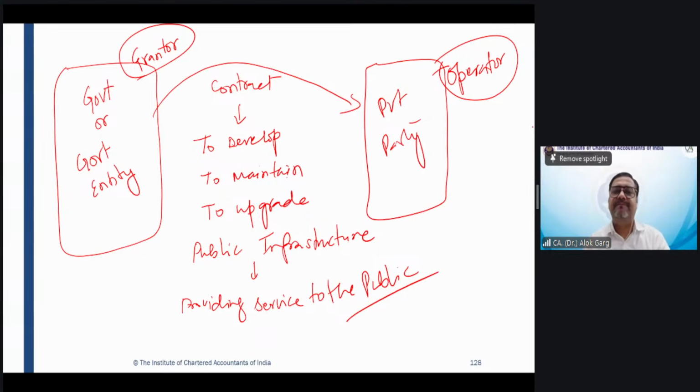My dear friends, have you seen the toll plaza? Have you seen the highways, toll roads? Have you paid toll ever in your life? Have you seen the bridges? Have you seen the culverts? Have you seen the airports?